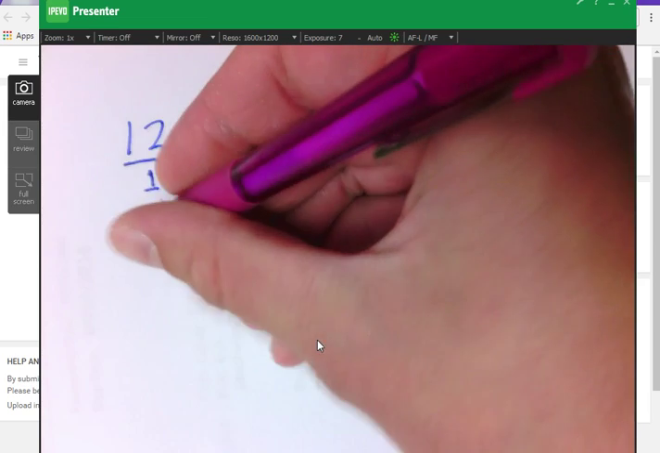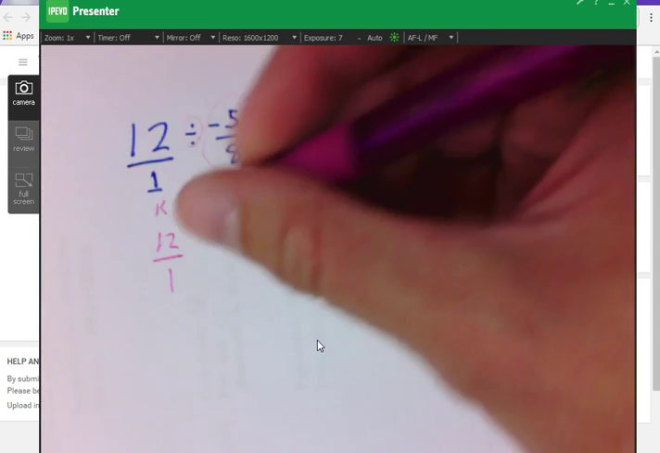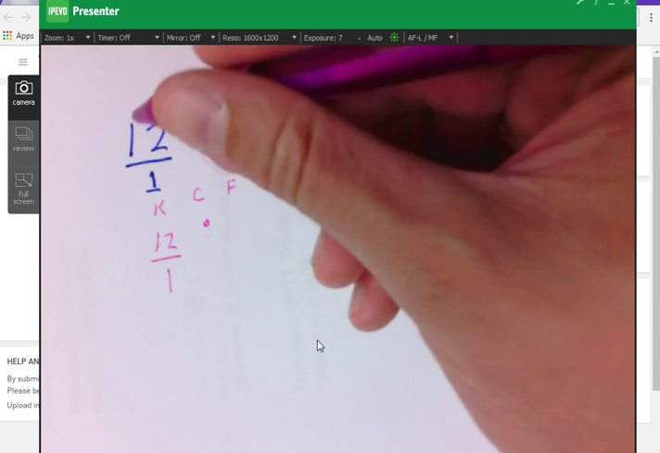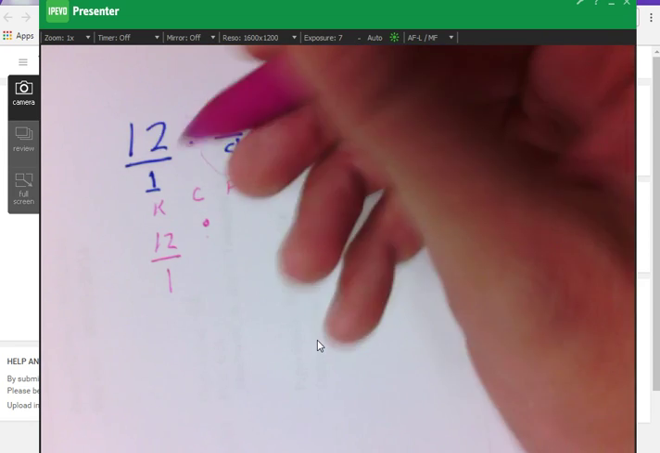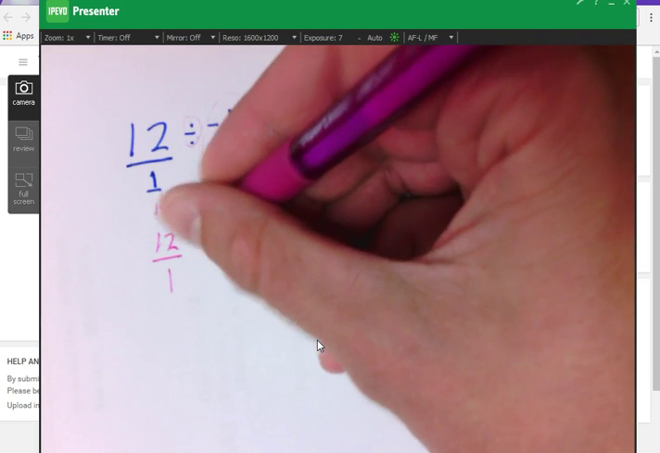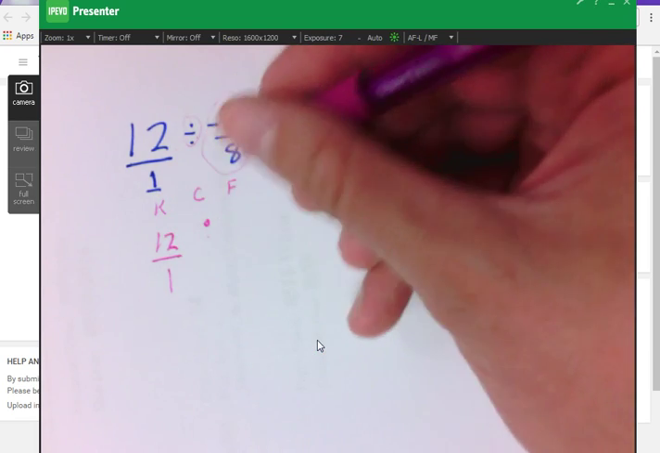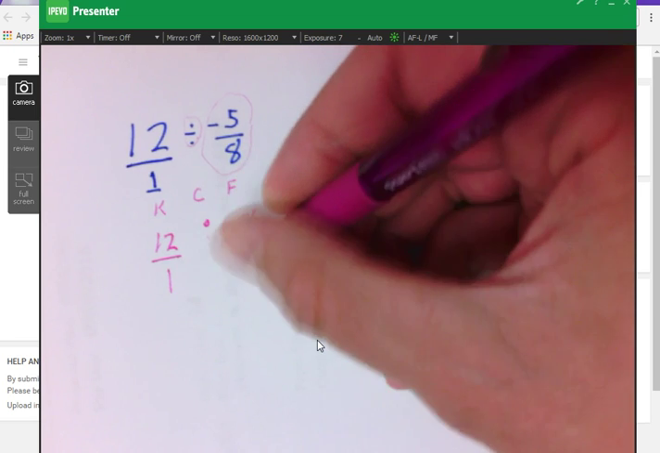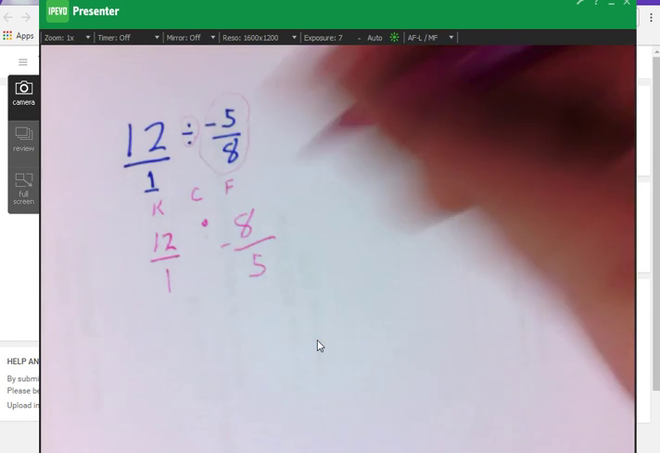Because I keep my original fraction, which some of your peers are goofing up. They're trying to flip the first fraction. We never mess with the first fraction. I change this into multiplication, which my multiplication dot's kind of high up, but that's fine. And I flip my second fraction, and it's still negative.